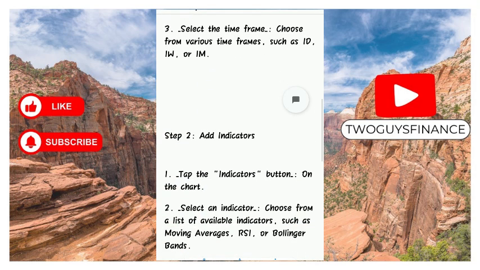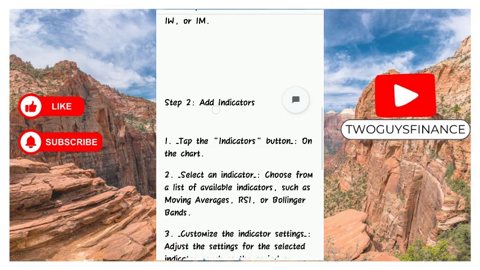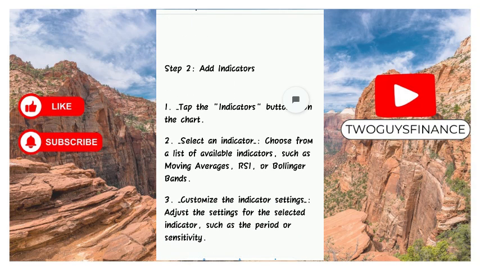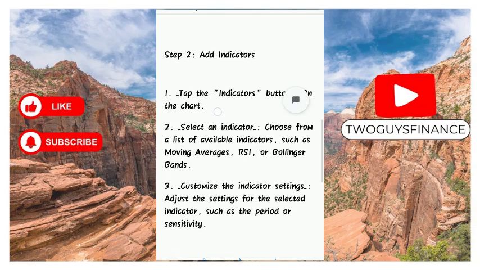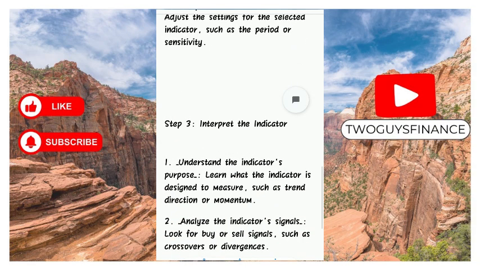And step 2, you can add indicators. You can tap the indicator button on the charts and then choose from a list of available indicators such as moving averages, RSI, or Bollinger Bands. And you can customize the indicator settings by adjusting the settings for the selected indicators, such as the period or sensitivity.